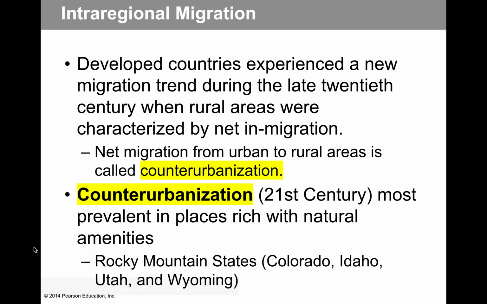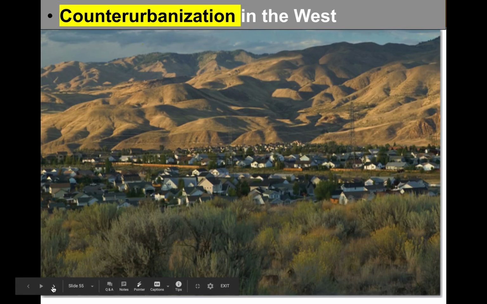Also, in the 21st century, we see counter-urbanization. Counter-urbanization is prevalent in areas that are rich in natural resources and amenities, such as the Rocky Mountain states of Colorado, Idaho, Utah, and Wyoming. We're starting to see people move outside the suburban areas, moving to outlying rural areas from the suburban areas. This shows you an example of counter-urbanization in the West.